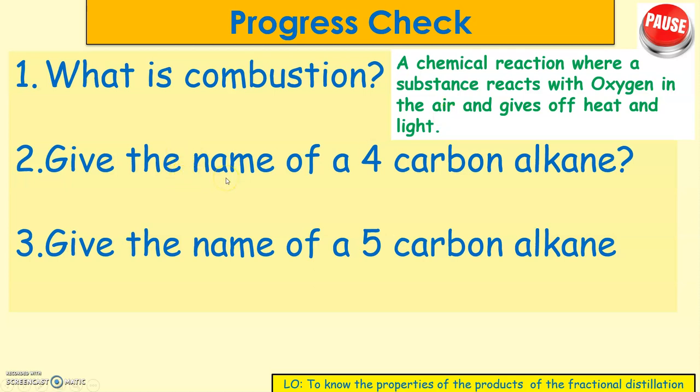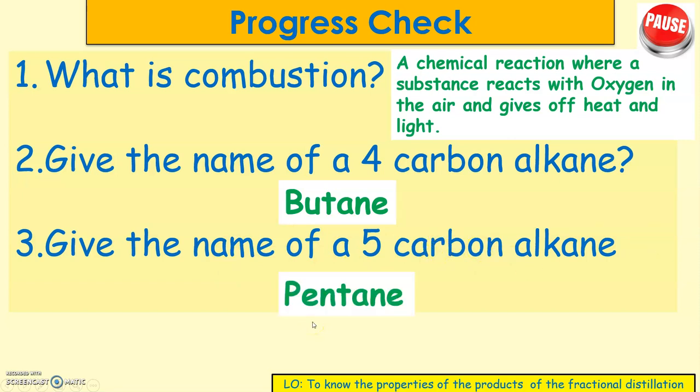Second, give the name of a 4-carbon alkane. So we have done this in the retrieval. Bit of a recap. It is butane. And then the same again for question 3, give the name of a 5-carbon alkane. This time it is pentane. Give yourself a mark out of 3 for that, guys. 3, fantastic. 2, good. 1, let's just improve on those there.